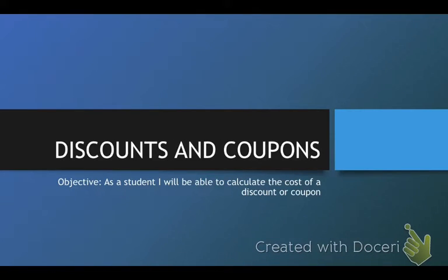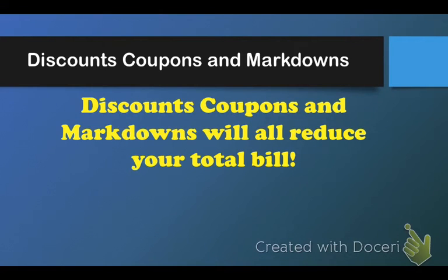Discounts and coupons. Your objective for this video is, as a student, you should be able to calculate the cost of a discount or a coupon. Now, this is a little bit different than your last video where we talked about taxes, tips, and fees, because these things actually reduce your total bill. When I say reduce, that means we're going to subtract it from the total price, okay? These are pretty cool.